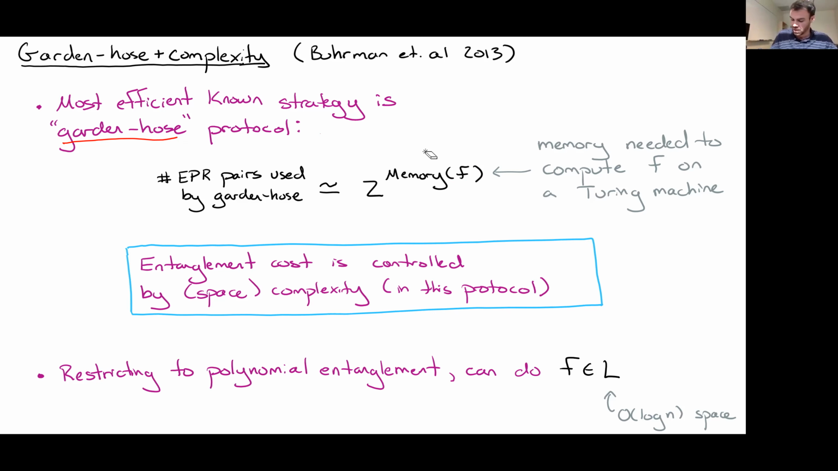Okay. We were especially interested in what you can do the F routing task for when you restrict to polynomial entanglement. If I want this to be polynomial, I need to put a log in the exponent here. So I'm restricted to logarithmic memory. So the functions that I can do F routing for using polynomial entanglement in this protocol are the functions in L, this log space class that we were discussing. Okay.